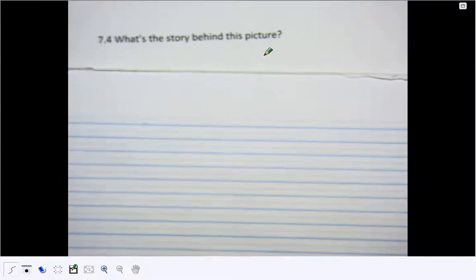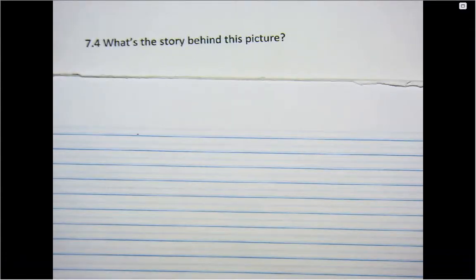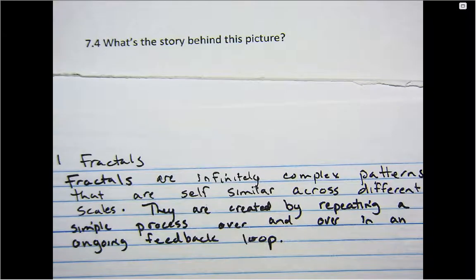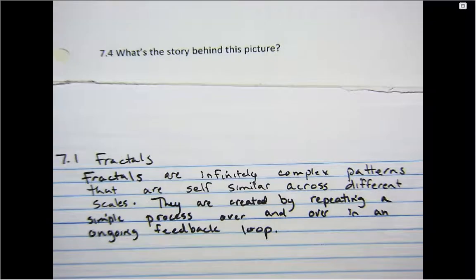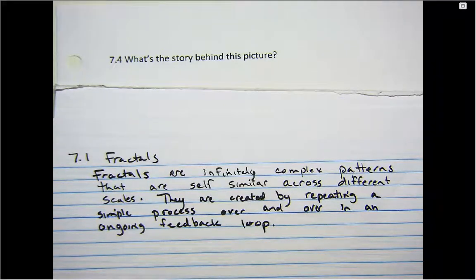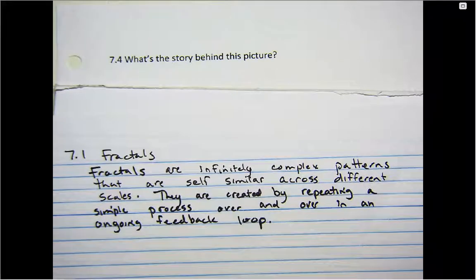So your author starts this section out with a question about what is the story behind this picture, and so that's what we're going to investigate. Remember, we've been looking at fractals. There's not actually a precise definition of fractals, which is curious because in math we have precise definitions for almost everything, but here's fractals that we don't. So we'll say informally that fractals are infinitely complex patterns that are self-similar across different scales. And they are created by repeating a simple process over and over in an ongoing feedback loop.